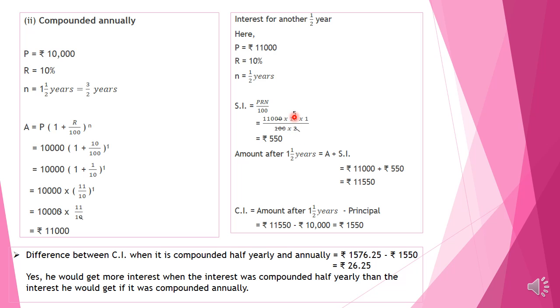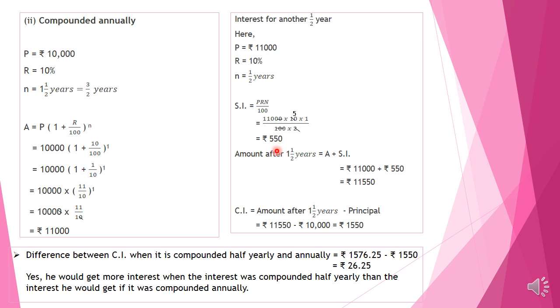Okay, so we have the numbers 110 and 5 on the numerator side. Multiplying, we get 11 5s are 55 and 0 we have to write on the right side. So rupees 550, that is simple interest for half year. So 1 year amount we got 11,000, and simple interest for half year we got rupees 550.